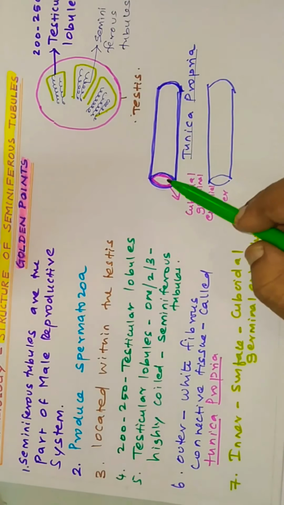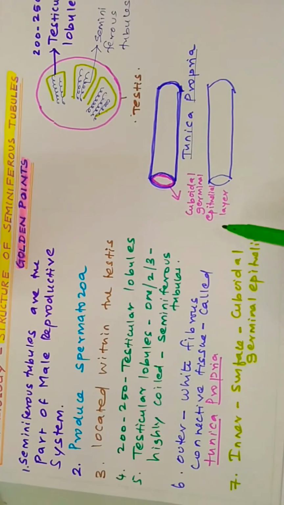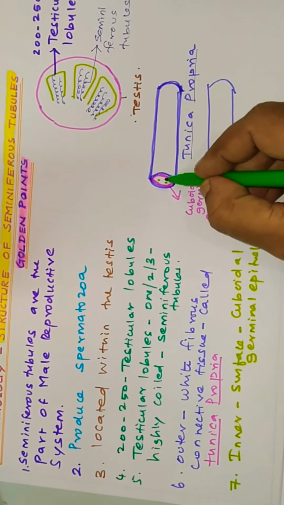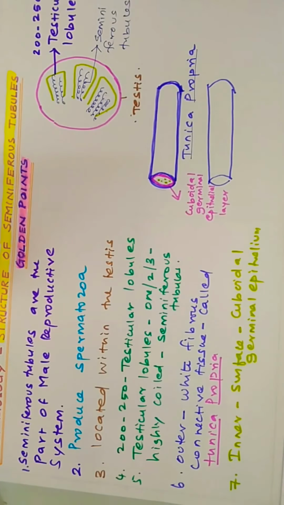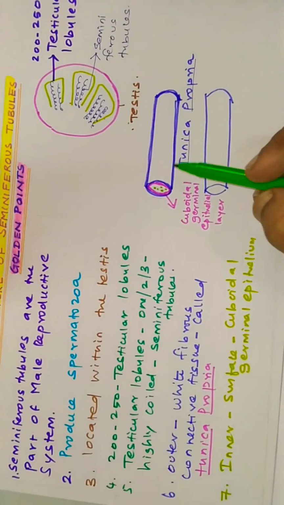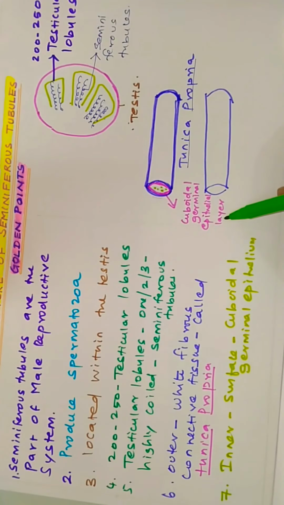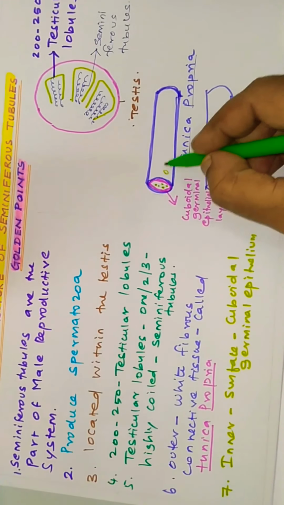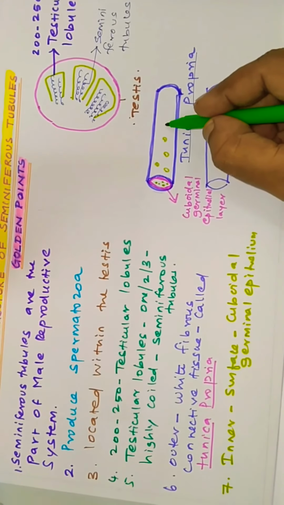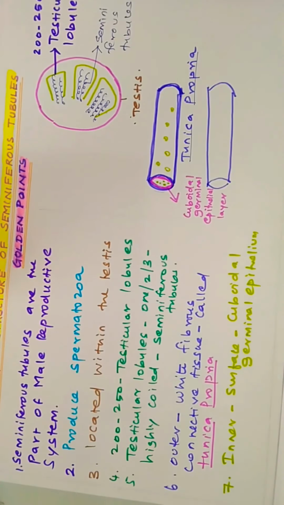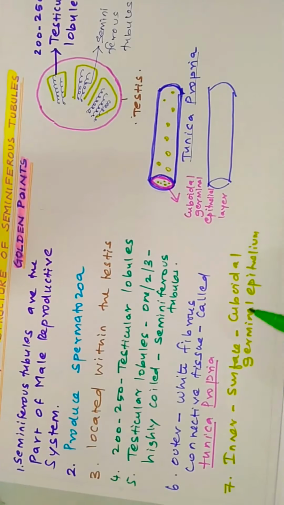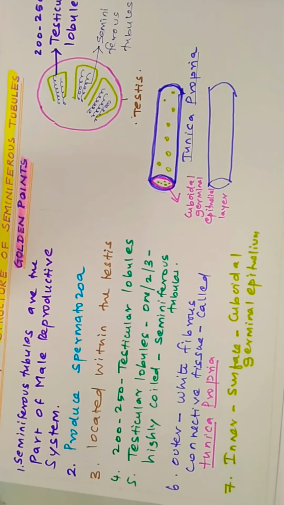Now, within the cuboidal germinal epithelium, there are two types of cells. The cuboidal germinal epithelium consists of two kinds of cells. One is the germinal spermatogonia cells. What I mentioned here is the spermatogonia cells.